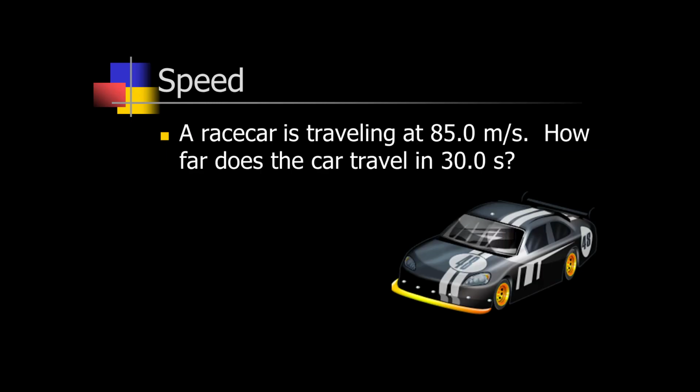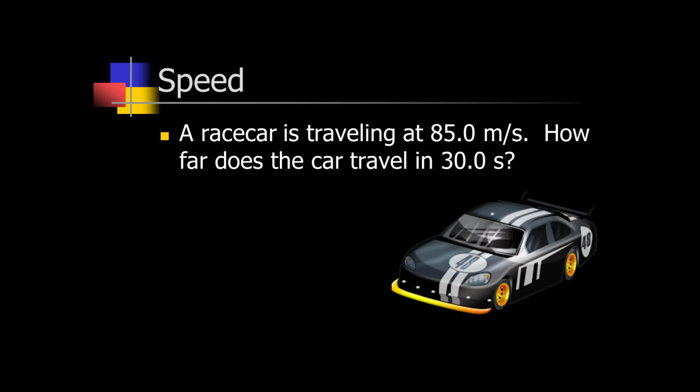And a race car is traveling at 85 meters per second. How far does the car travel in 30 seconds? You can also find the distance from the same formula, V is equal to S by T. Now separate out S. S is equal to V into T, velocity multiplied by time. That will give us the distance. You have to calculate it.